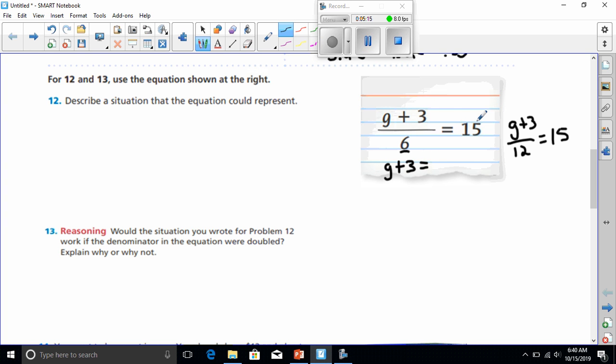Well, I know 15 times 2 is 30. So 15 times 6 is going to be 90. Then I'm going to have to subtract 3 from this side, which means I would subtract 3 from this side. And now I would have g equaling 87. Everyone see how that works? First, since I'm dividing by 6 over here, I'd have to multiply by 6 over here and by here.